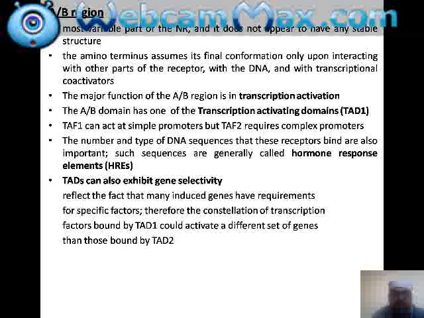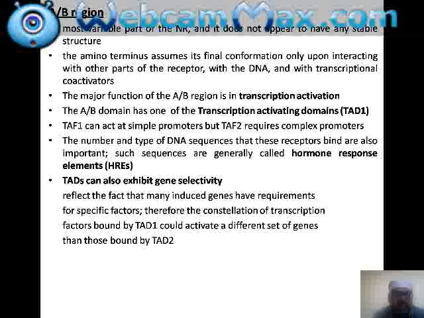So when we talk about the AB region, the major function of the AB region is transcription activation. And when we talk about transcription activation, we must have a transcription activating domain, that is TAD1, which we have talked about in the previous slide. When we talk about TADs, we must know that they have their own properties. The TAD region, the transcription activating domain, exhibits gene selectivity.